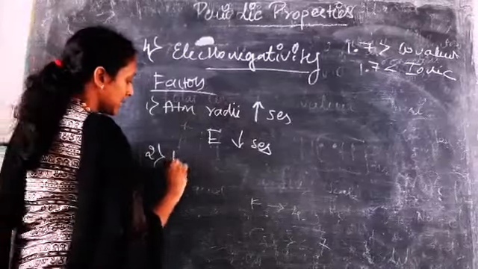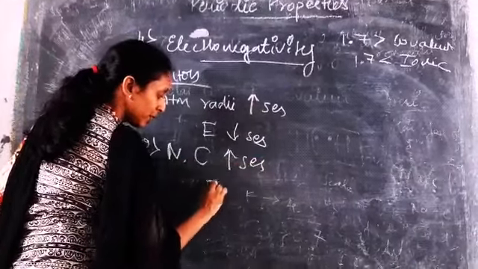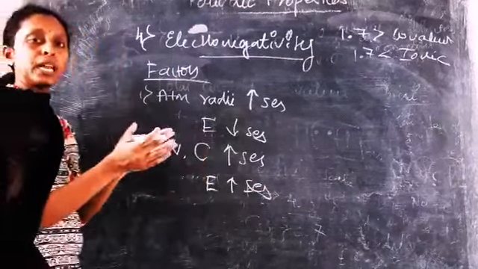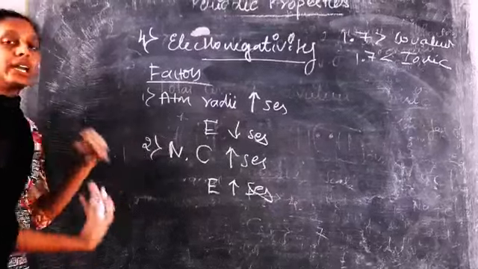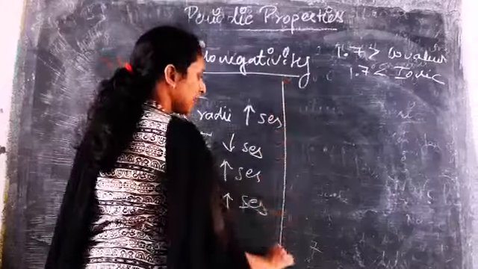Next is the nuclear charge. As the nuclear charge increases, the electronegativity also increases, since the number of shells will be less and the attraction will be more, so it is very difficult to attract the shared pair of electrons. So these are the factors.